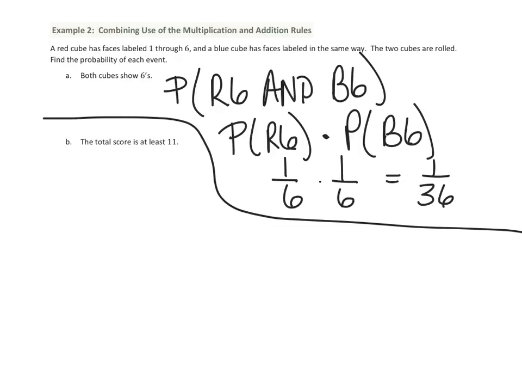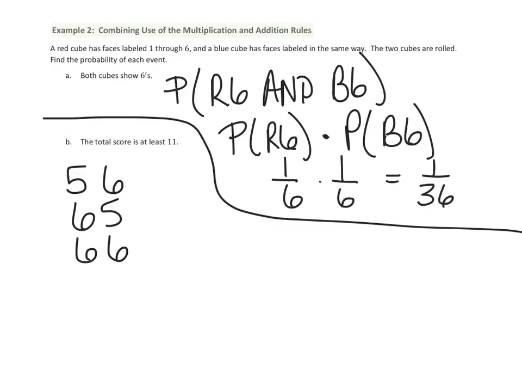Okay, a little trickier now. The probability that the total score is at least 11. All right, so we got to think about this one. How do you get a score of 11 if you have dice, two cubes numbered 1 through 6? So I'm thinking the first thing I could get is I could get a 5 and a 6, or I could get a 6 and a 5. That's at least 11. Or I could get a 6 and a 6. Is there any other possible combination that scores at least 11? I don't think so. Okay, so let's write this out in English.